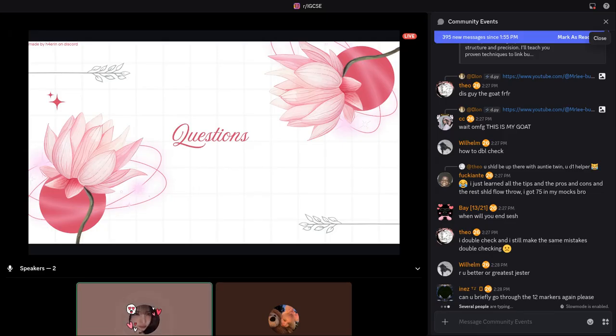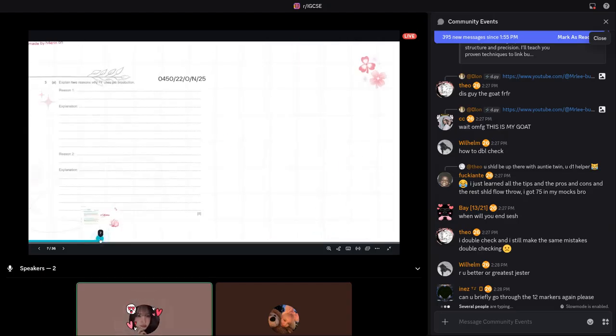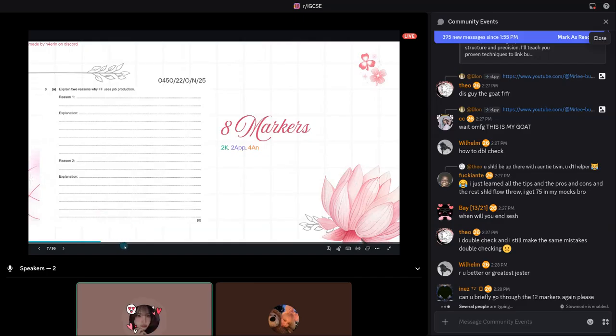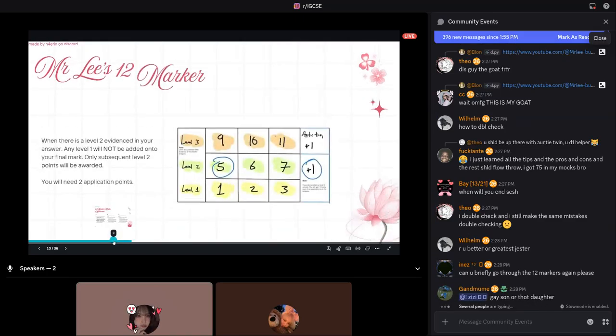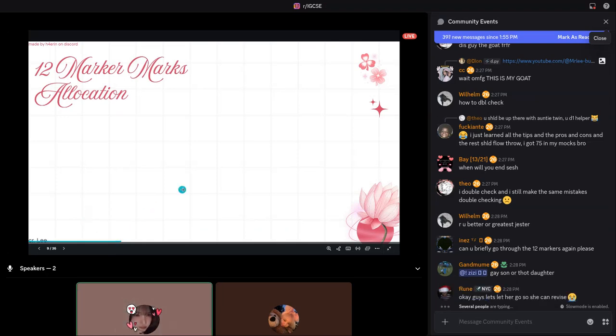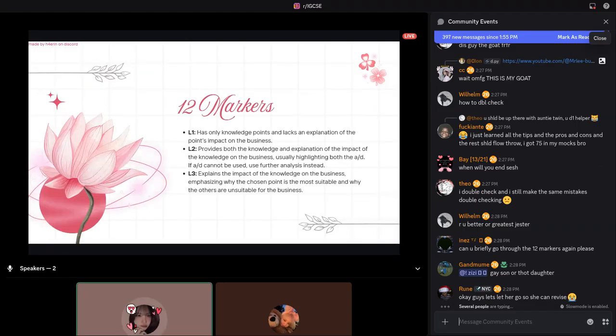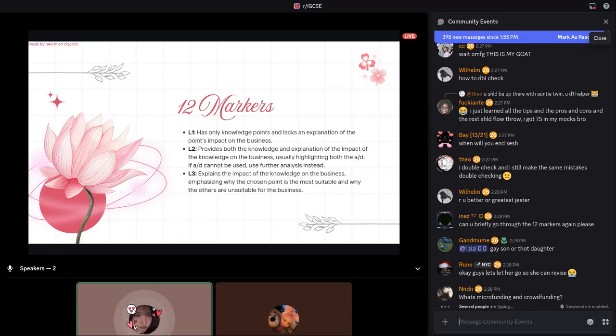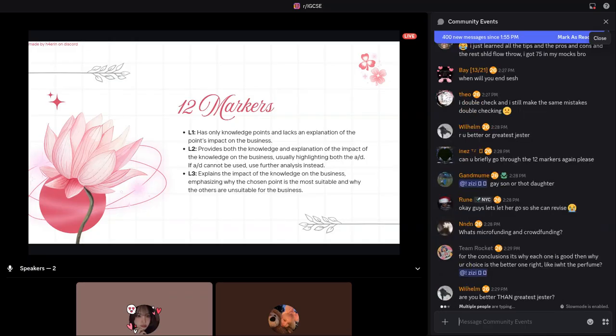Can you briefly go through the 12 markers once again, please? We only have 2 minutes. So 12 markers, there are 3 levels. To put simply, level 1 is basically just knowledge with no impact. Level 2 is with the impact and knowledge, and level 3 explains the impact of the knowledge on the business and why the chosen point is the most suitable and why the others are unsuitable. For the conclusions, why each one is good and why your choice.